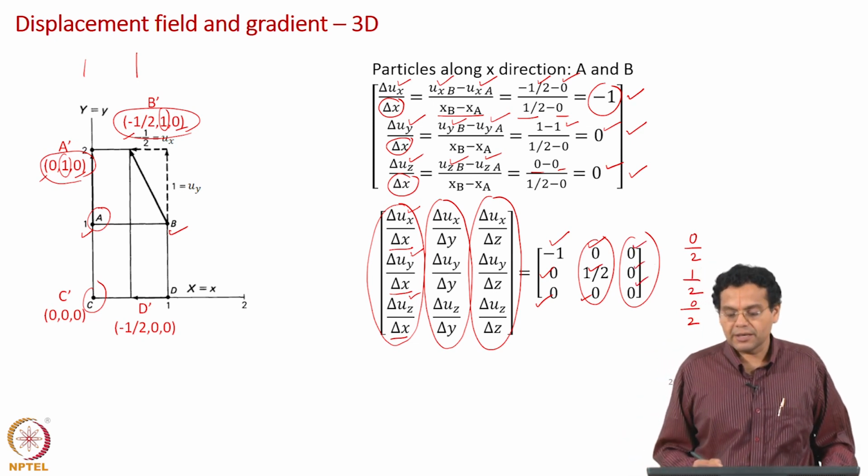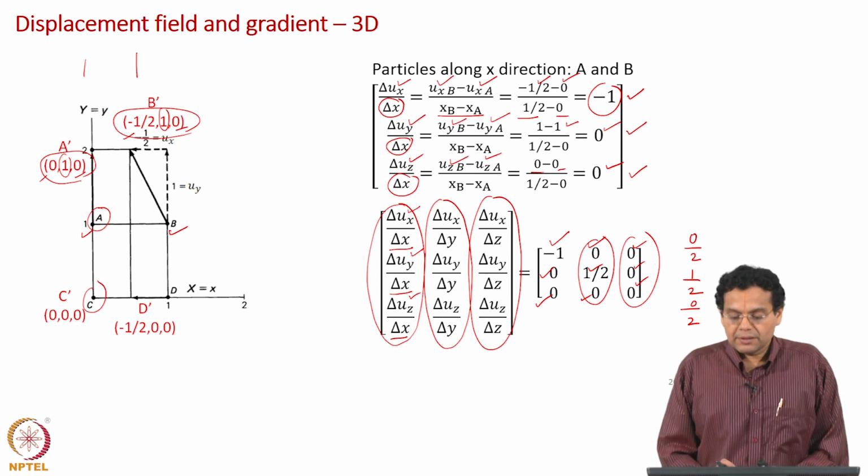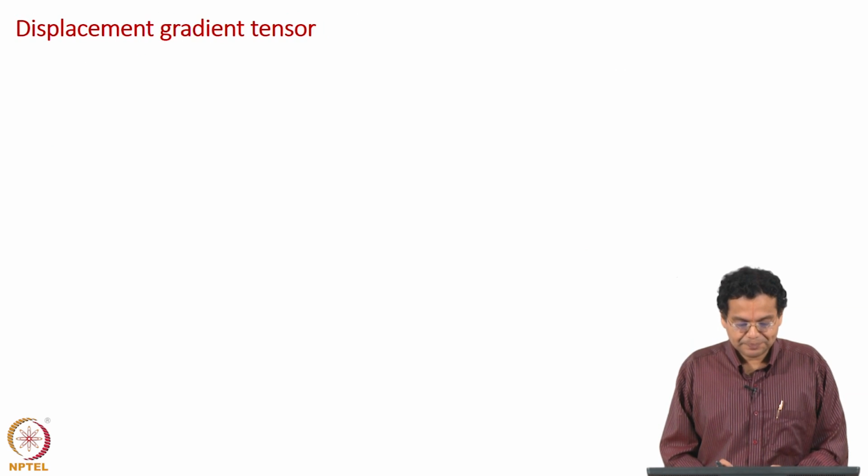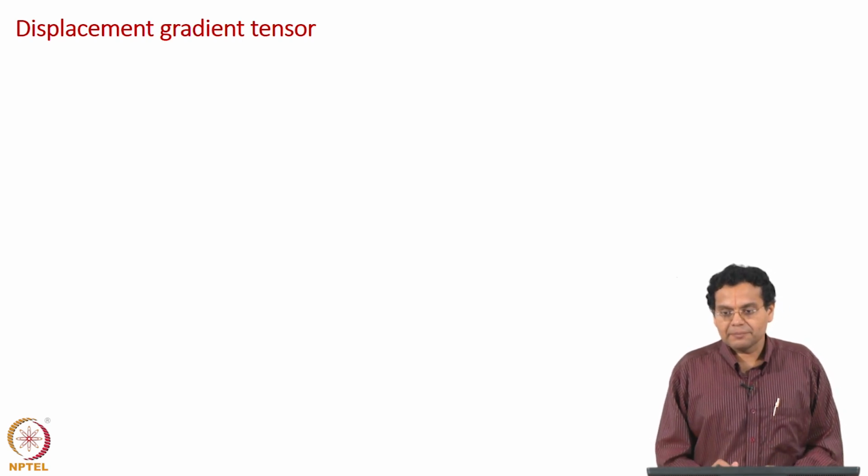So, now we have filled up all the 9 entries. It was very obvious that in case of 3D we will have 9 combinations, and we have found out all the 9 displacement gradients. Yeah, now you would have easily sensed that we have been indicating 2 directions all the time.